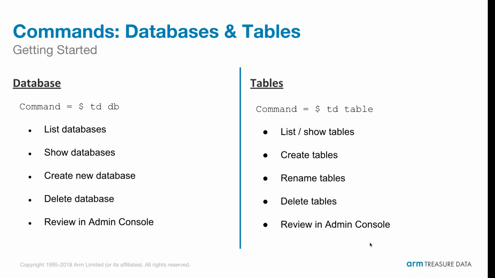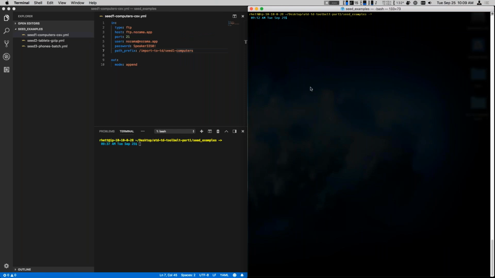So let's get started here. I'm going to hop over here to the command line. On the left pane, you're going to see my seed file, as well as the command line over here. So to get started, first we're going to type td db. td db just shows you a help menu on how to use the db command. In this case, we're going to type td db:list, which will show us a list of databases. So we're going to do that here.